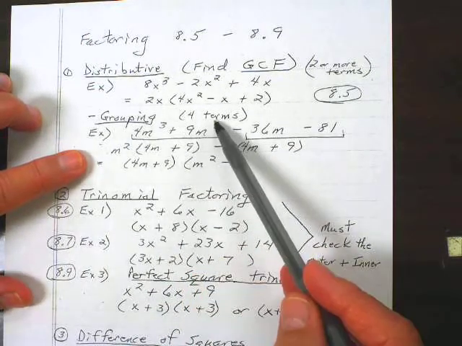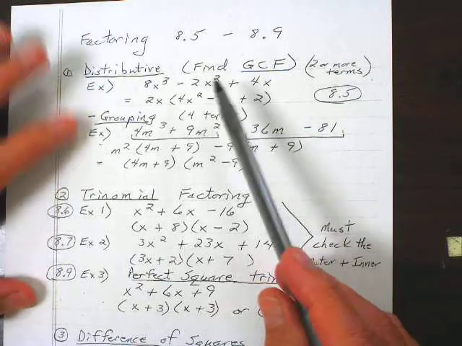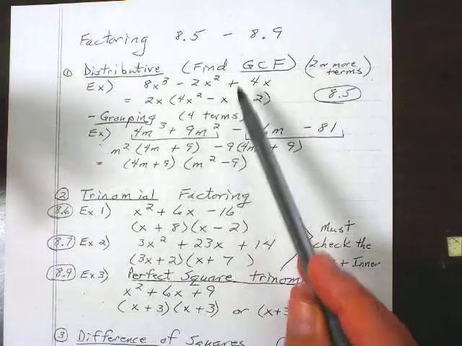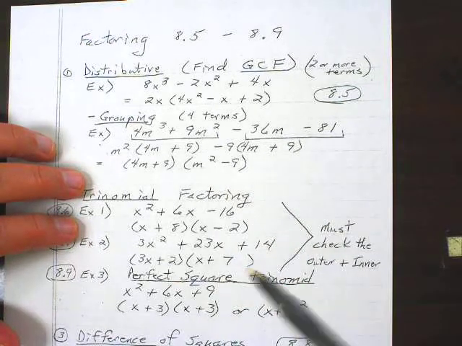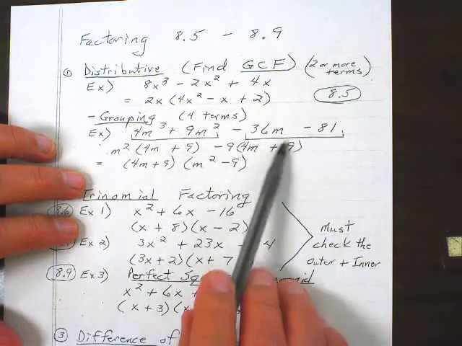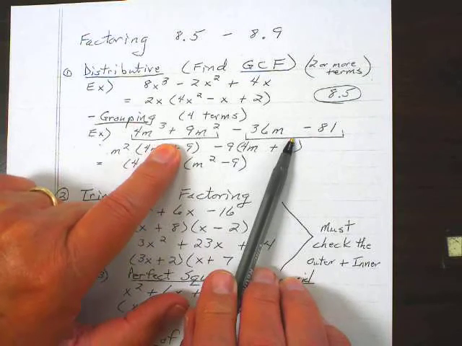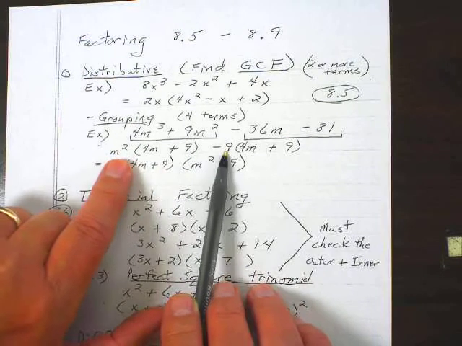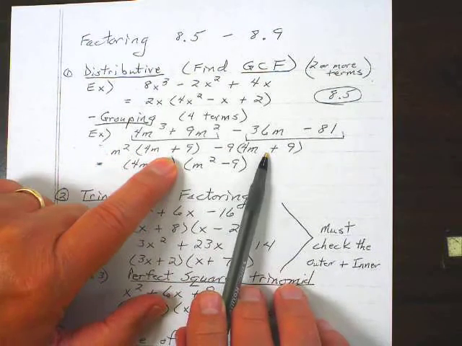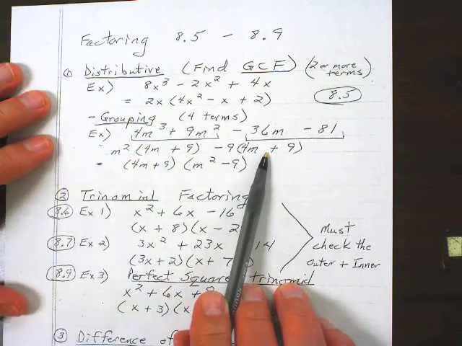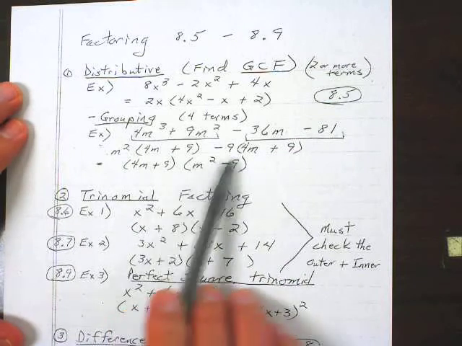Grouping, there's going to be 4 terms, so it's kind of a common factor deal. Only you got 4 terms and they don't all have a common factor. But if you split them up into 2 groups, each group has a common factor, and then each group has a common parentheses. So again, I won't go through that.